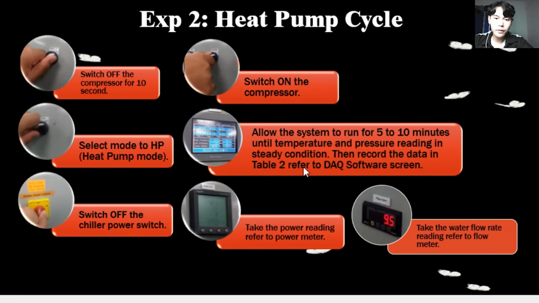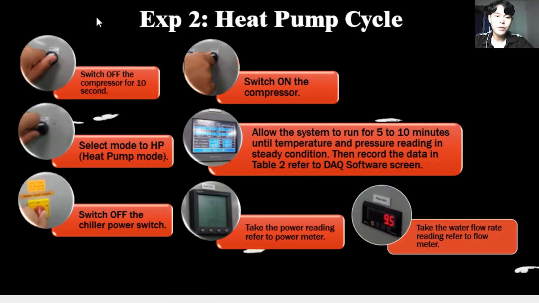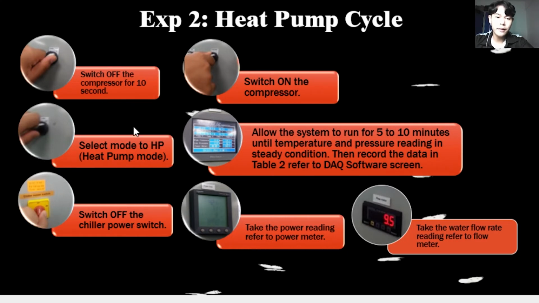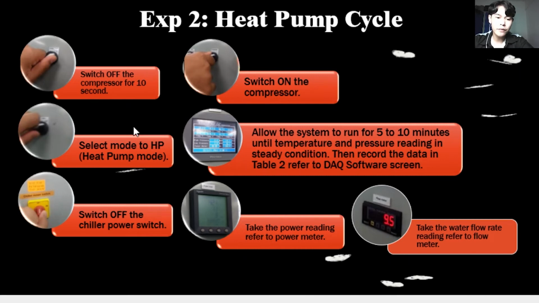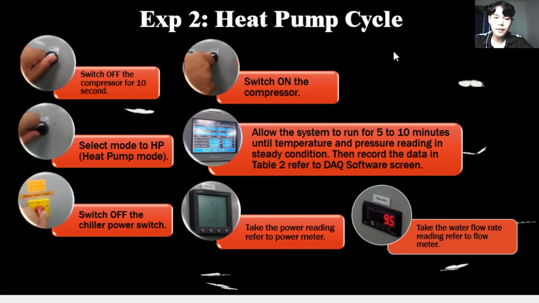Experiment 2 is the heat pump cycle. The first step is to switch off the compressor for 10 seconds. After that, we select the mode to HP, which means heat pump mode. Then we switch off the chiller power switch. Next, we switch on the compressor.